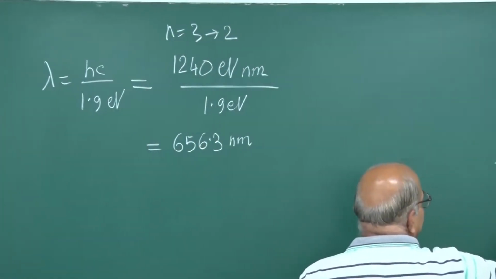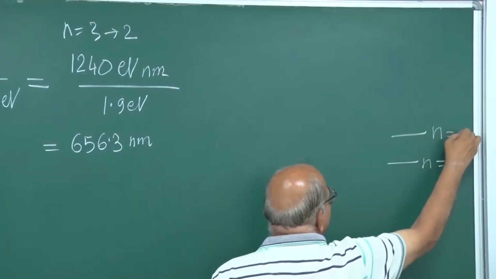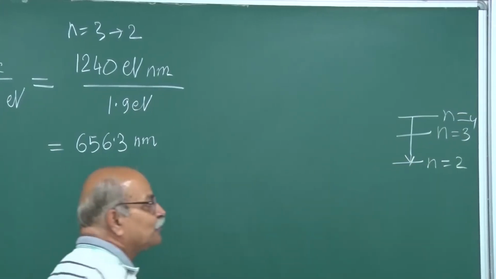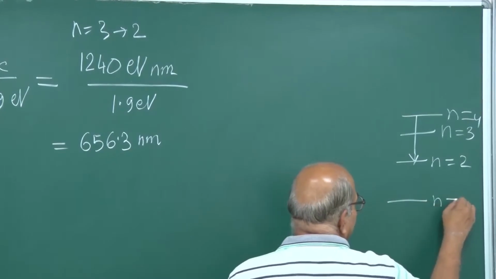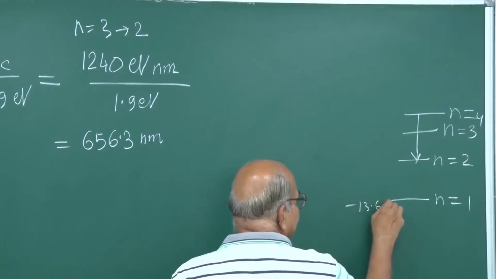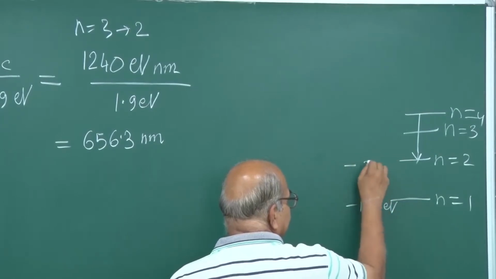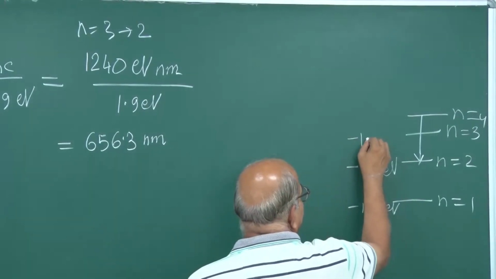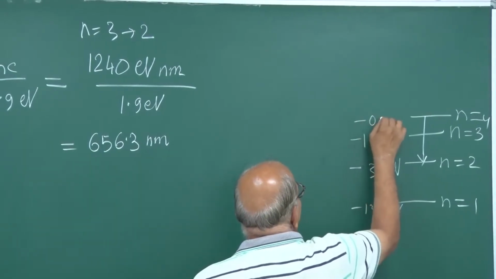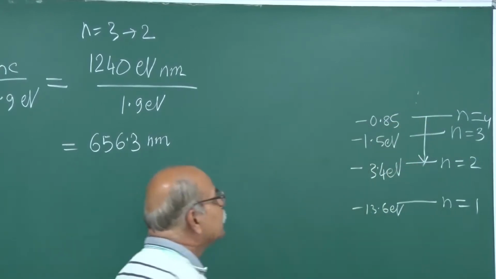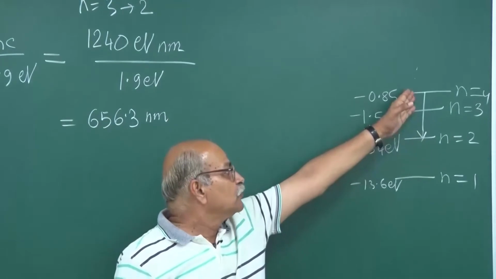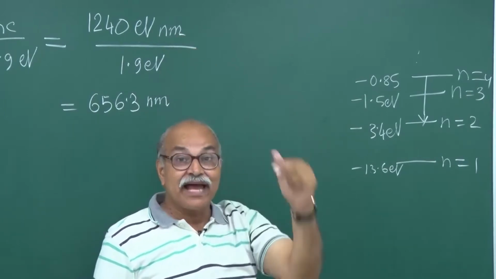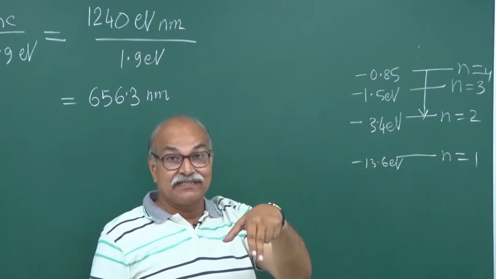If you have the transition n equal to 4 to n equal to 2. So n is equal to 1, you remember this is minus 13.6 eV, this was minus 3.4 eV, this was minus 1.5 eV, and this is minus 0.8 eV, and so on. So you can work out, if it goes from n equal to 4 to n equal to 2, what the wavelength will be. That matches exactly with that second wavelength which is emitted.